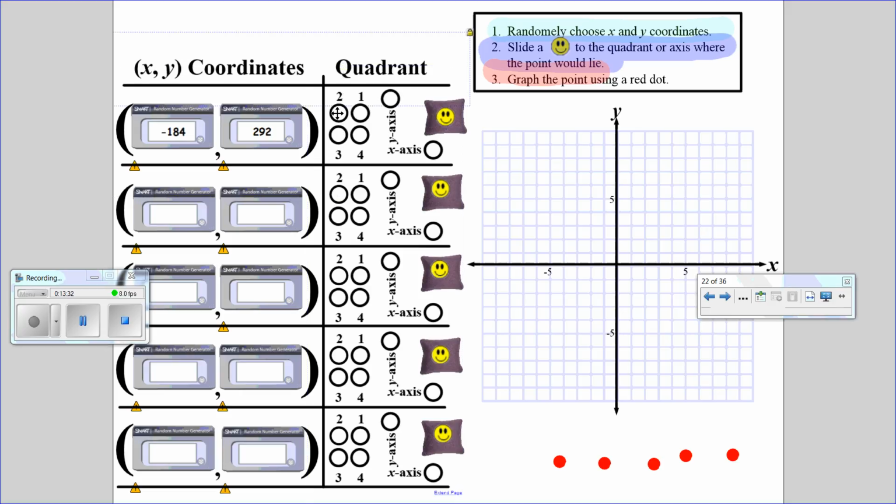Slide a smiley face to the quadrant where it would lie. Graph it using a red dot. So it'll be somewhere here. Next one. Positive, so it'll be right of 0. Negative means below. So it must be in quadrant 4. So right of 0, below. Next one. Where would you find this one? Left of 0, above. So that would be quadrant 2.